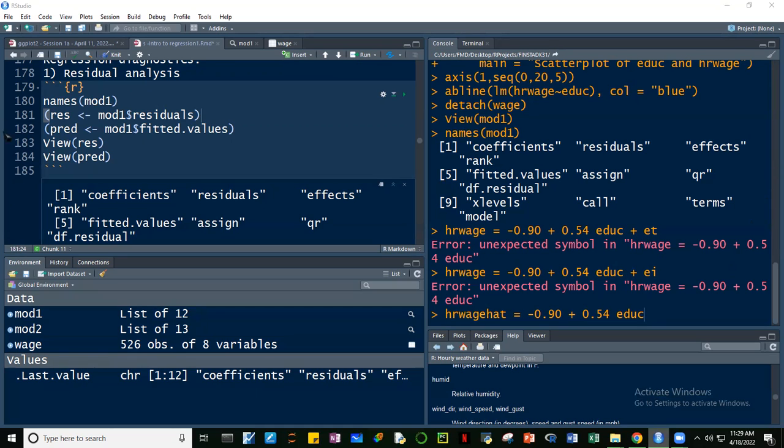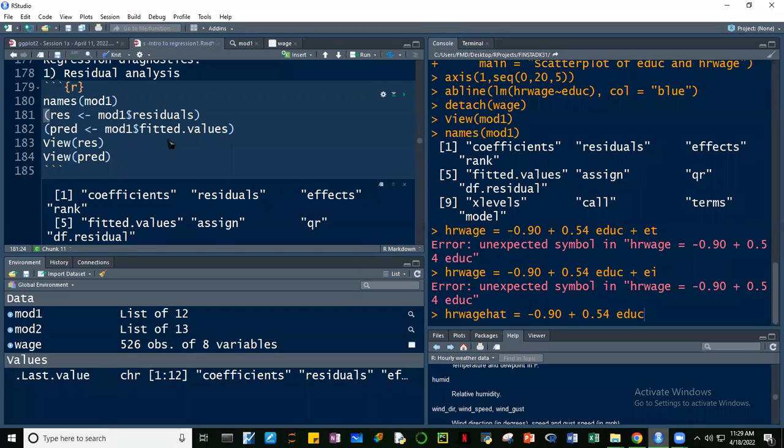Okay, so we can generate this object. We can create an object out of the model 1. Kasi model 1, sabi natin guys, it's a list. Model 1 is an object, it's a list consisting of several data types. So here, I'm creating an object called res, and then I'm telling R to get from model 1 the residuals.